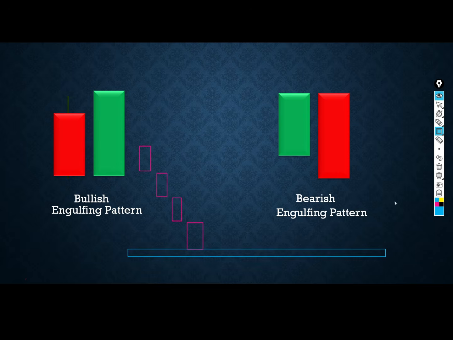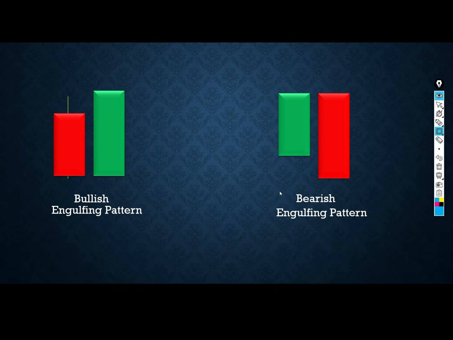suddenly buyers entered with strong momentum. This new bullish candle completely covers the previous bearish candle. This shows buyers have taken control. In the same way, the bearish engulfing pattern.